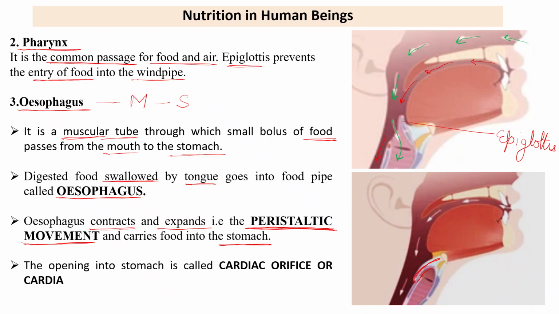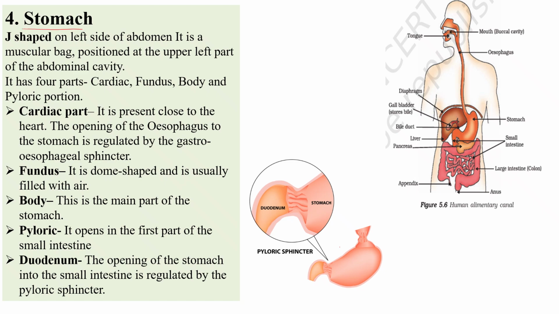Now the opening of the esophagus into the stomach is called cardiac orifice or cardia, and this takes the food into the stomach. The next part of the alimentary canal is the stomach, and it is J-shaped on the left side of the abdomen at the upper part of the abdominal cavity. So now let us understand this in the given figure.